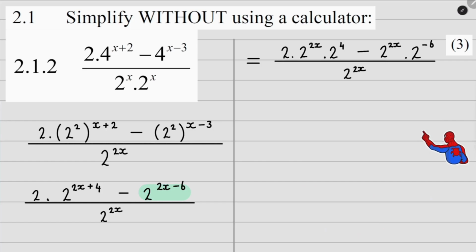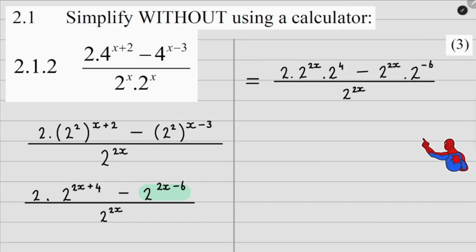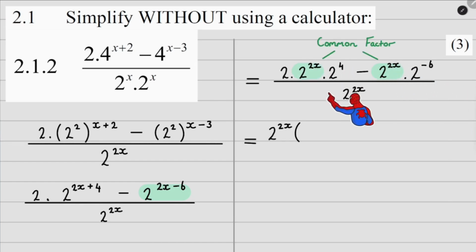Okay, and after that tedious work has been done, we are ready to factorize, my friends. So if I have a look at the top of the fraction, I can see that they have this 2 to the power of 2x in common. So I'm going to remove it as a common factor. And how we do that is we write it in the front like this, and then we open up a bracket. Then we're going to see what's left over. I removed this 2 to the power of 2x as my common factor. So there's a 2 times 2 to the power of 4 left over with the first term. Okay, the minus will stay in the middle.